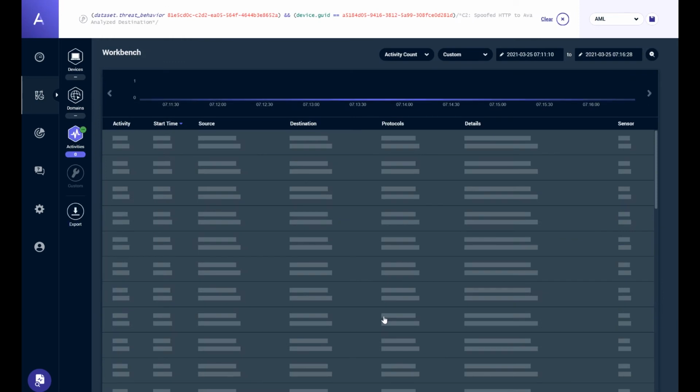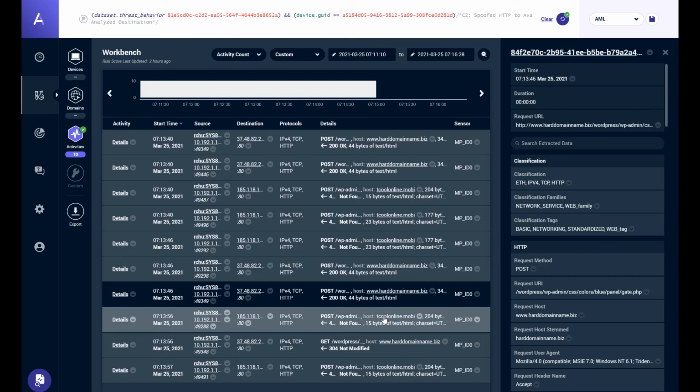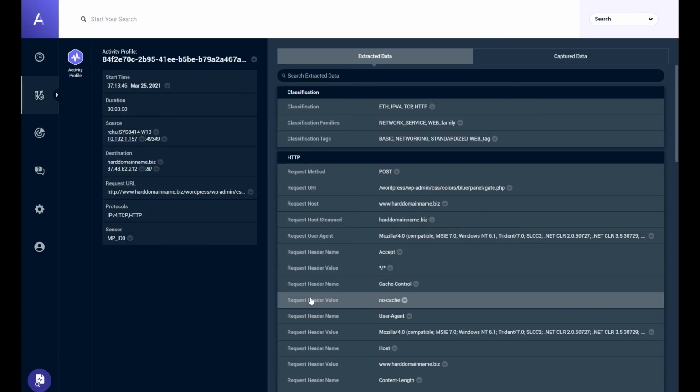Because as I mentioned, at Awake we are a full packet capture system. We record all the traffic, but the truth is you should almost never need to get down into the traffic, because the automation should be taking care of everything for you. Now I clicked on one of those models that triggered, the spoofed HTTP to Ava analyzed destination. So this is kind of cool. We're looking at a threat detection model now, an individual model, as opposed to that AI-driven investigation. And that model triggered because it says this HTTP is spoofed.